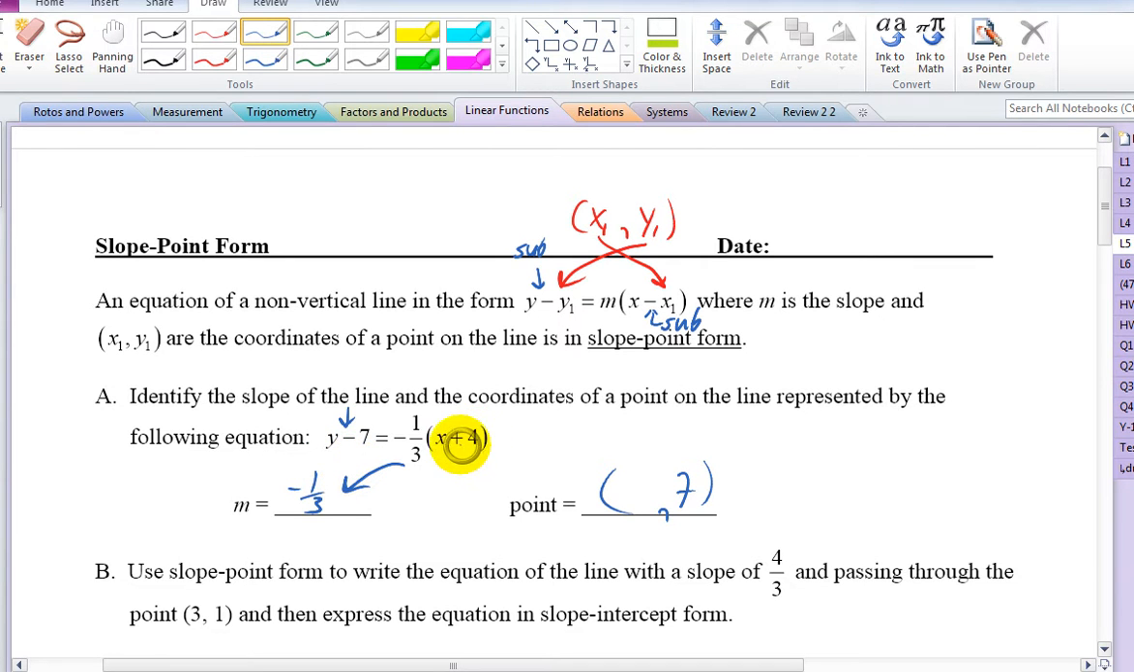Here, though, we have a plus. Well, I told you it must be x minus, so what must the 4 be in order to make a plus 4? It must have been a minus 4 that changed it. So we have a point of minus 4, comma 7 in brackets. Make sure you have your brackets there.